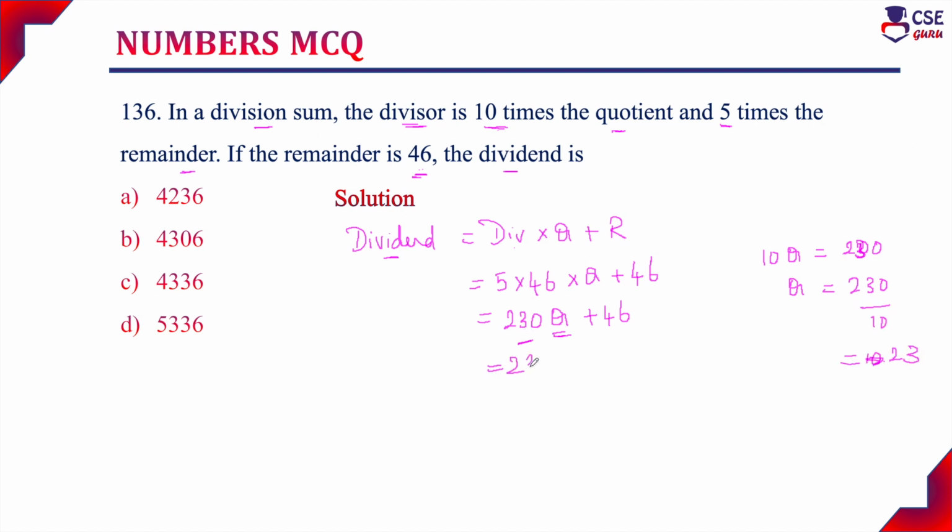So 230 into 23 plus 46. So here we will get 5290 plus 46. So the value is 5336. So the dividend value is 5336. So the correct option here is D, 5336.